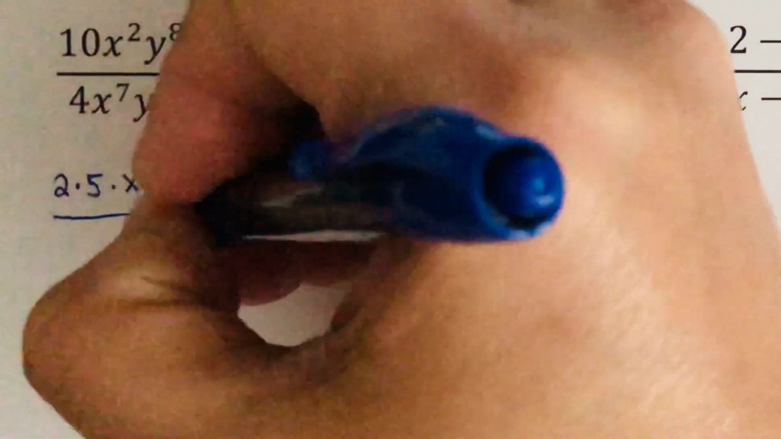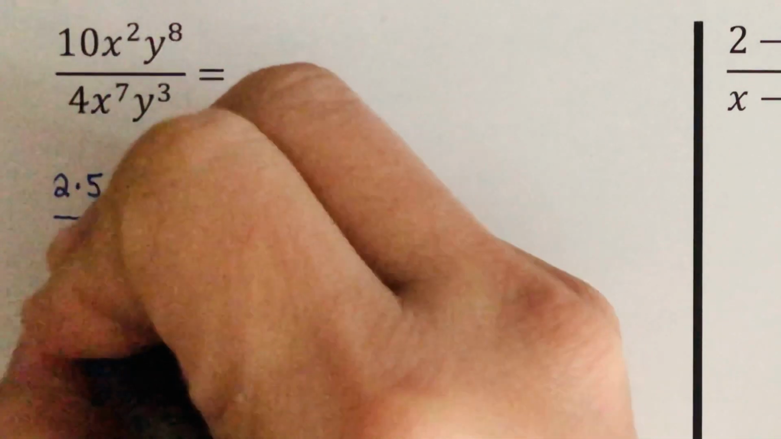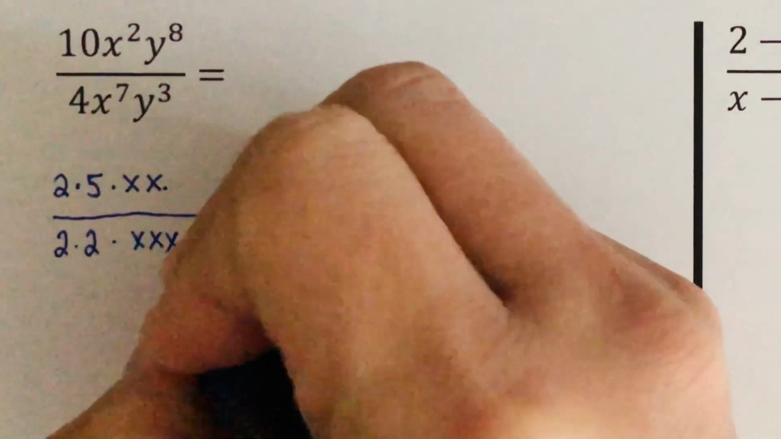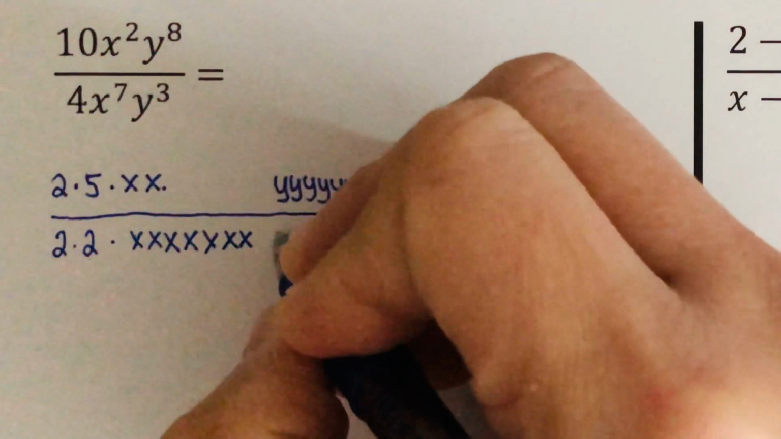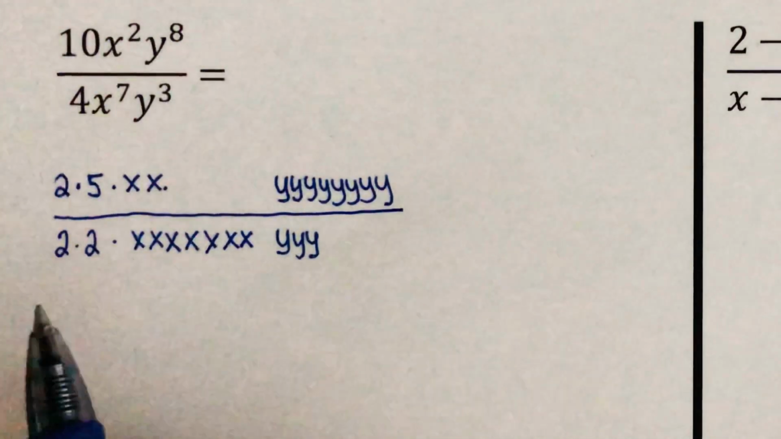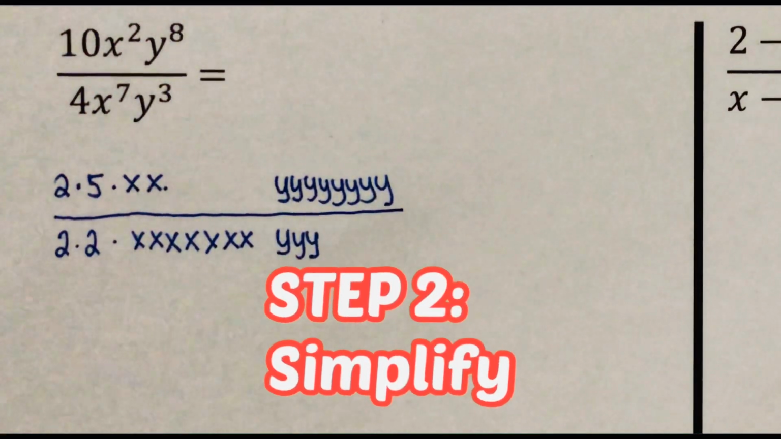So then I go ahead and factor out the 4. So that would be 2 times 2. And then there are 7 x's. And there are 3 y's. So that would be y, y, and y. Okay, so after writing it all out, we're ready to move on to the second step. The second step is to simplify.